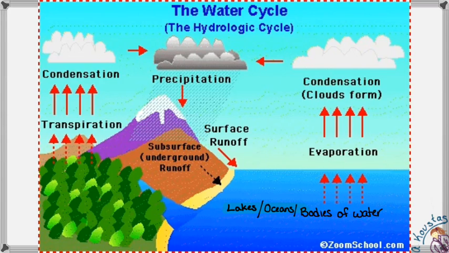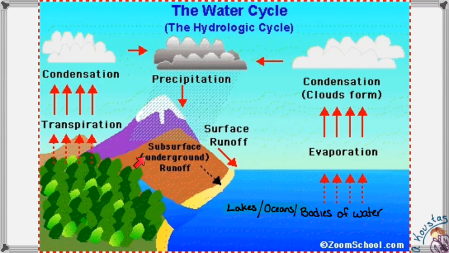At that point, when the water molecules become a liquid, it's going to precipitate. Precipitation is just raining, so it's going to rain. And the water from the air is now traveling back down and landing on the soil.